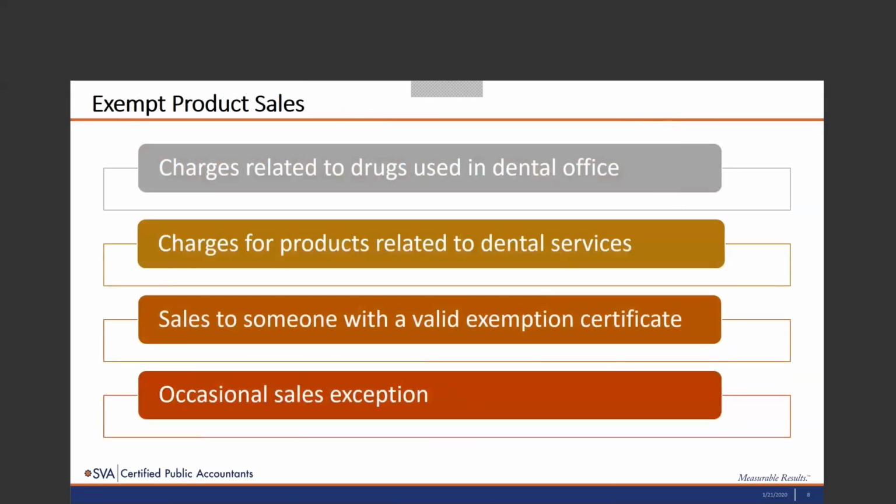So that's the services part. When we look at product sales, there's going to be some products that are going to be exempt. We've got that into a couple different categories. The first category is charges related to drugs used in a dental office. To give you a few examples, that could be fluoride, teeth whitening gels, toothpaste.